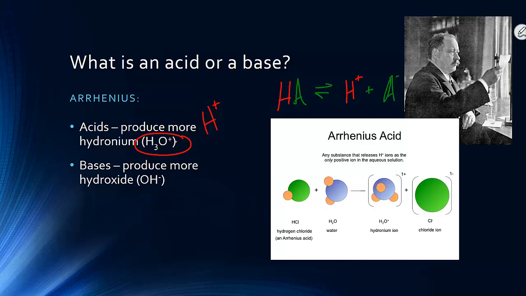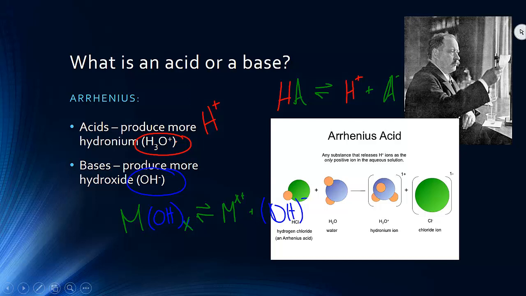On the other hand, a base will be anything that makes more hydroxide ions. And generally speaking, the formula for a base is some metal ion paired with a hydroxide ion. So when you place them into solution, they release those metal ions and the hydroxide anion.